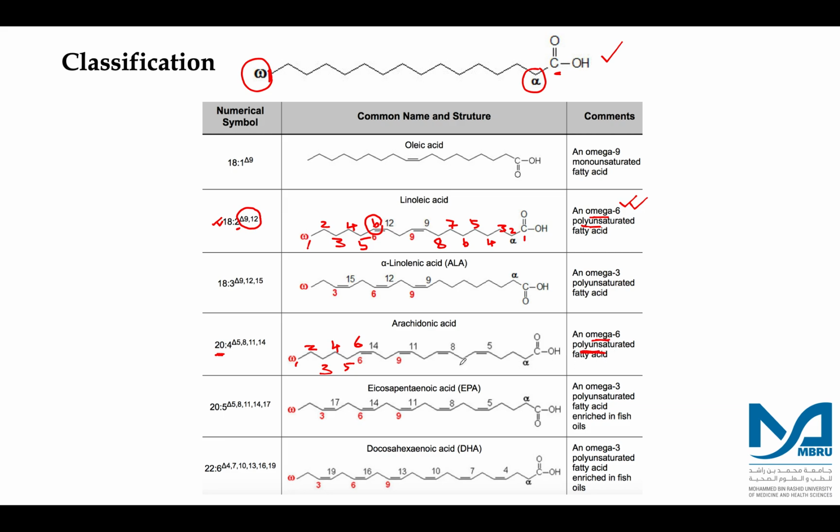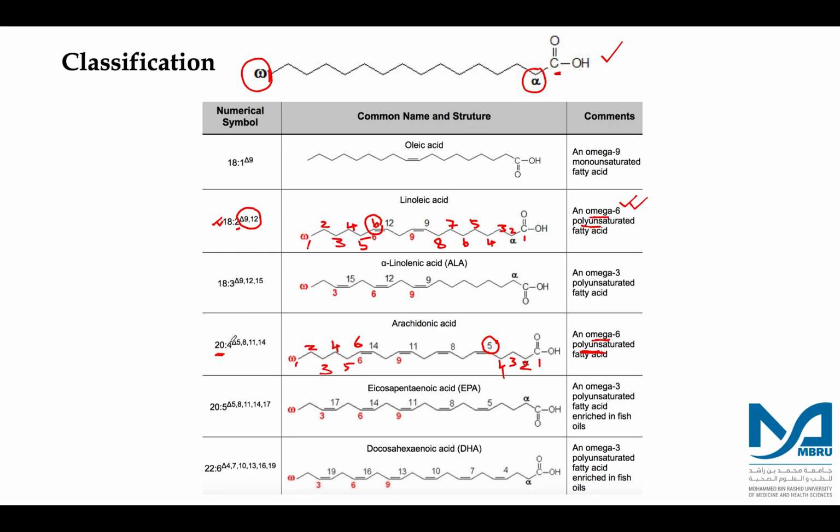Now if I want to represent this particular molecule in terms of numerical symbol, then I start counting from the alpha side. So I have 1, 2, 3, 4, and I encounter the first unsaturation at the 5th position.